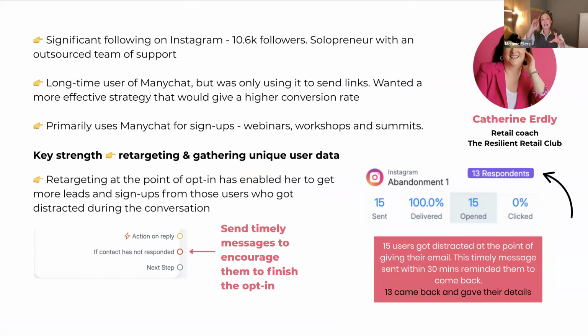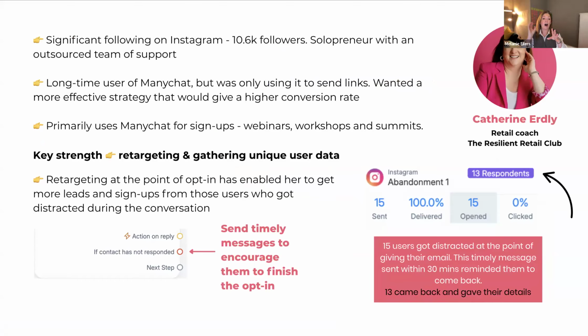She has a much bigger following than I do on Instagram. She's at 10.6 followers roughly, so a considerable following, and she is a solopreneur. So she is a solopreneur with an outsourced team of support. She is definitely what I would call a small and mighty business. She's a long-term user of Manychat, but she was only using it to send links. She wanted a more effective strategy that would give her a higher conversion rate.